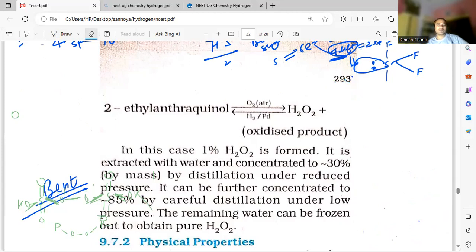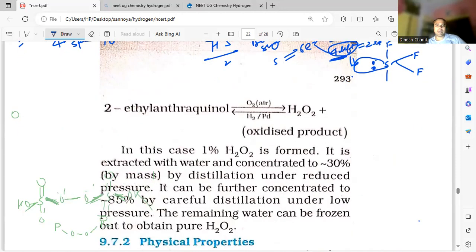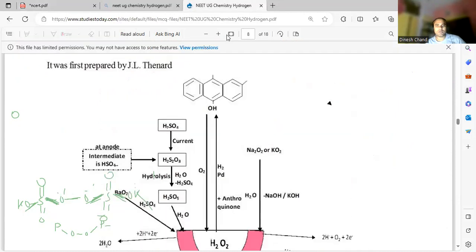Here you see. So now the industrial method, what is the industrial method here? Industrially, it is prepared by the oxidation of 2-alkyl anthraquinone, 2-ethyl anthraquinone. You are oxidizing this one, and it will give H2O2. Here you will find this equation.